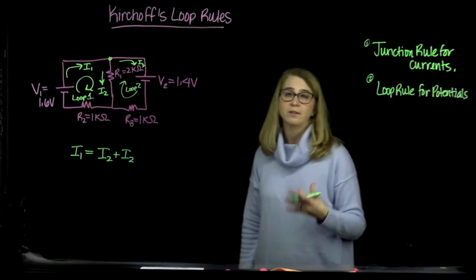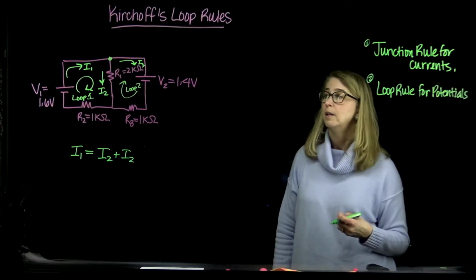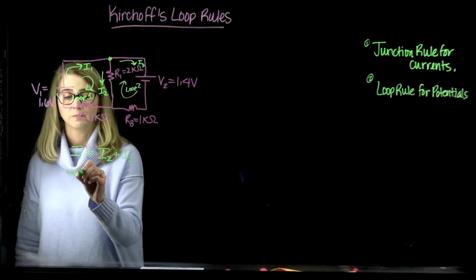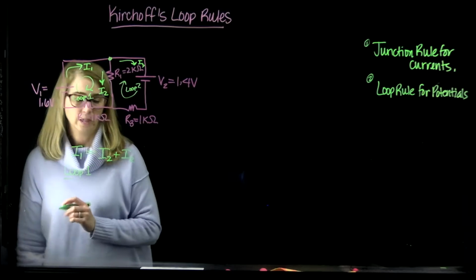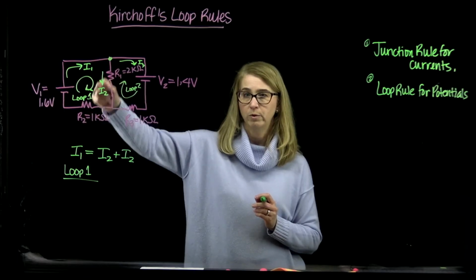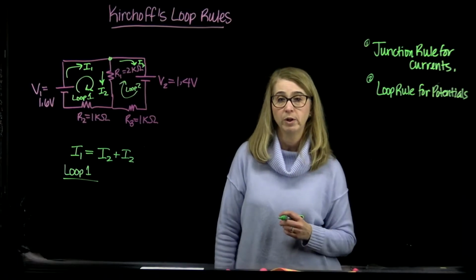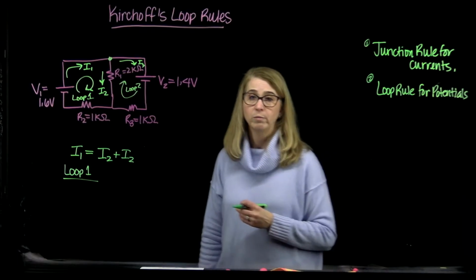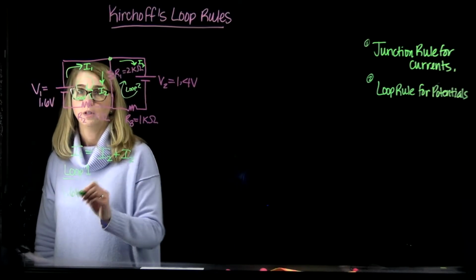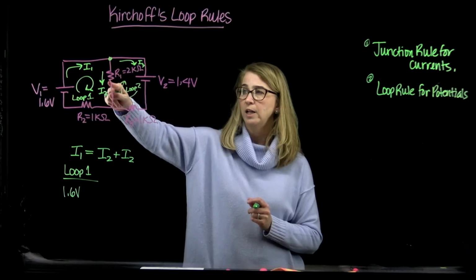And so as I go around those loops, I'm going to determine whether I have potential gains or losses and what they would be equal to. So I'm going to do loop 1 first. I'm going to start at the negative terminal of this battery, and I'm going to go up. I'm going to go up through the battery from the negative terminal to the positive terminal. And when I go from negative to positive, that's a potential gain. So that's going to be a gain of 1.6 volts. Now I'm going to continue around in my loop. Nothing happens. Now I go down through the middle.